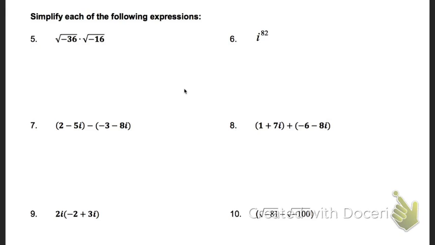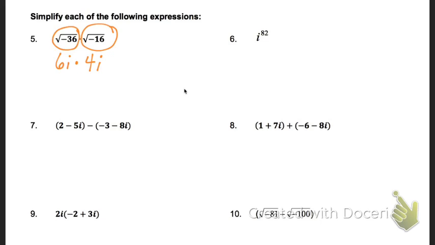I have 2 square roots multiplied by each other. I want to simplify each one separately and then combine them. So let's look at square root of negative 36. What does that become? 6i. And what about the square root of negative 16? 4i. So now I have 6i times 4i.